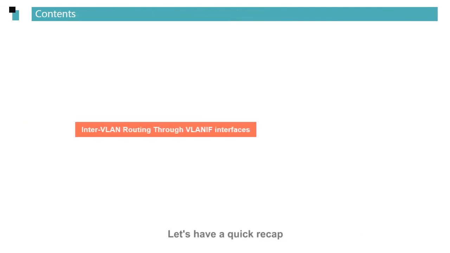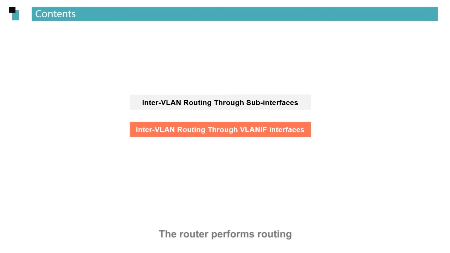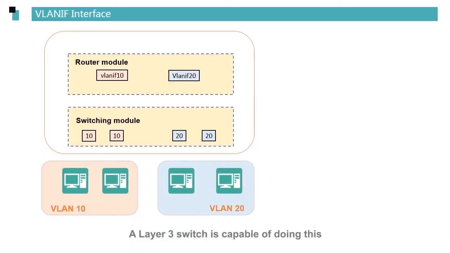Let's have a quick recap. A router uses a physical interface to connect to a downstream switch. The switch uses two access interfaces to connect to PC1 and PC2. The router performs routing, and the switch performs layer 2 switching. When traffic travels from PC1 to PC2, it must go through the switch and then the router. Why can't we integrate the routing function into the switch? A layer 3 switch is capable of doing this.